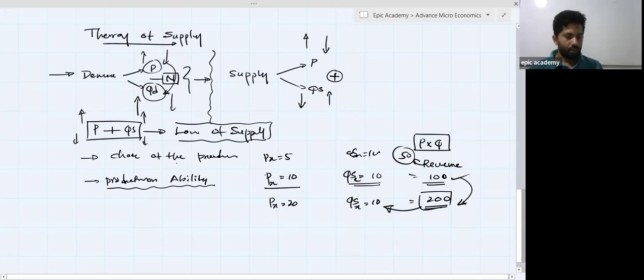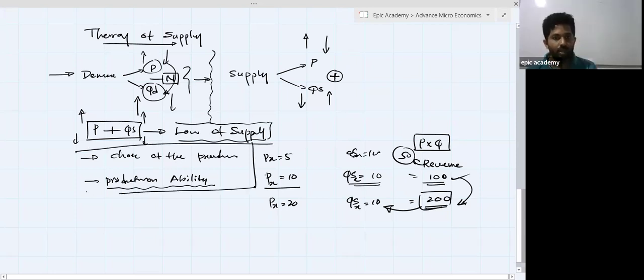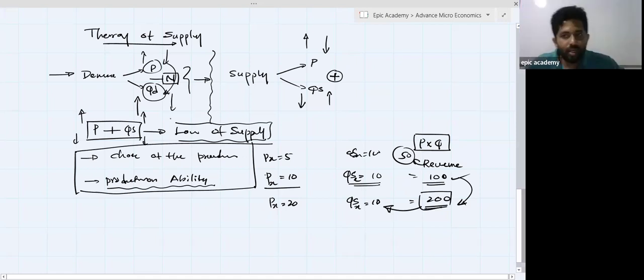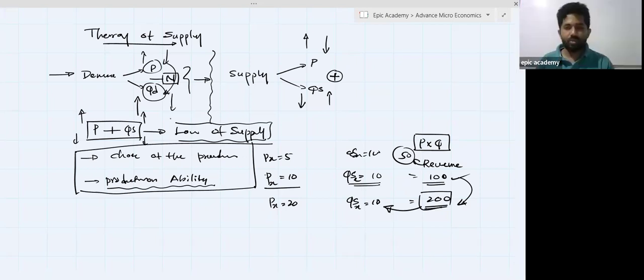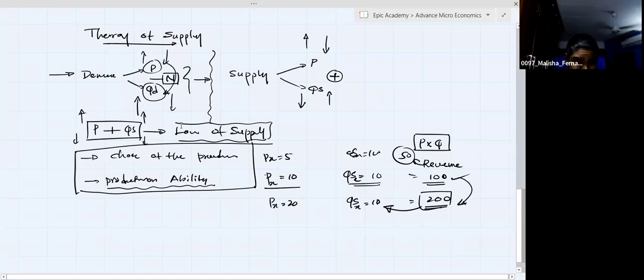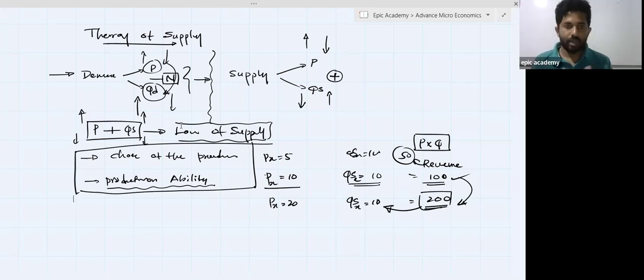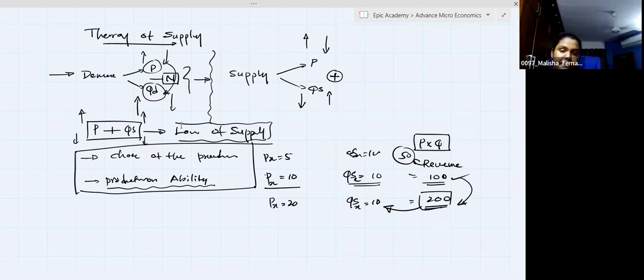So those are the two major factors. First one is the choice of the producer. Second one is production ability. You have to identify the relationship, then it's very easy to identify the nature of the law. Right. Now we have already discussed supply, the major determinants of supply, and the law of supply, and the reasons behind it.